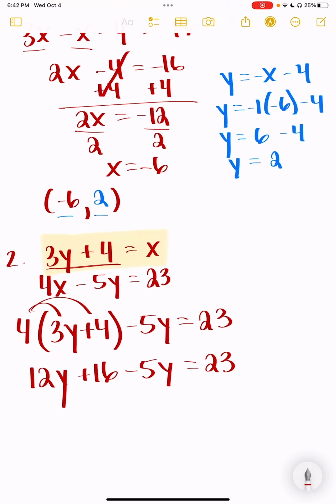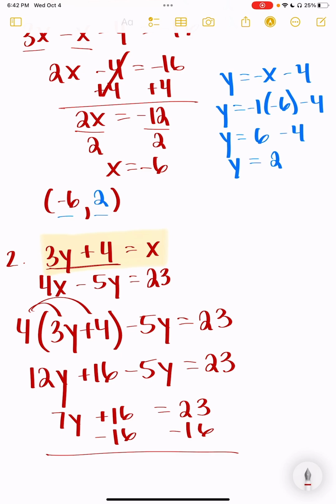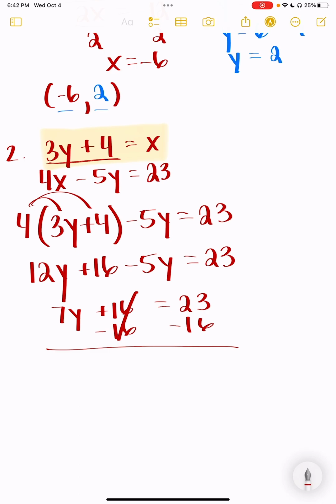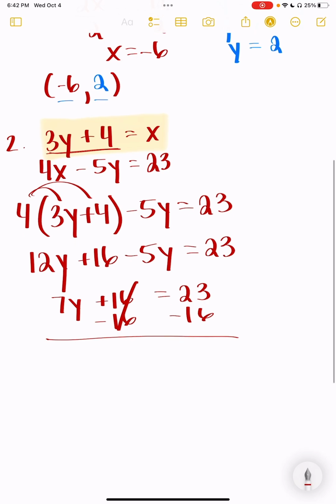All right, we can combine some like terms. So this 12y minus 5y will give us 7y plus 16 equals 23. We're going to subtract 16 on both sides and draw your line. These will cancel out. You're going to bring that 7y down. And 23 minus 16 is 7. Divide both sides by 7, and y equals 1. And now we have what our y value is for our ordered pair.